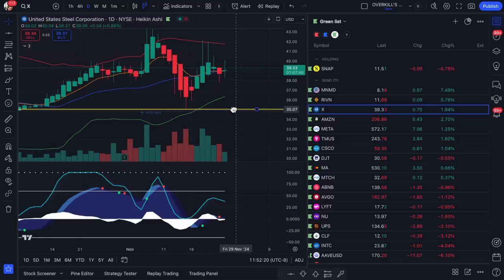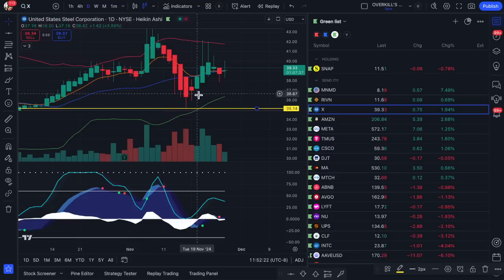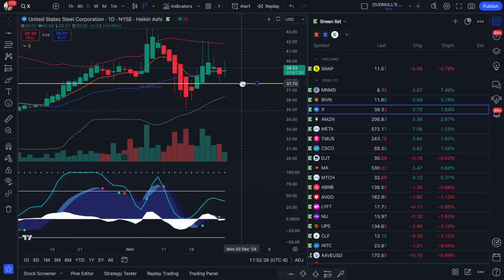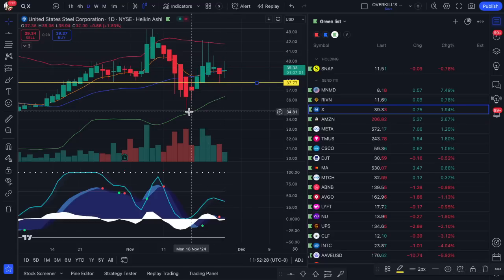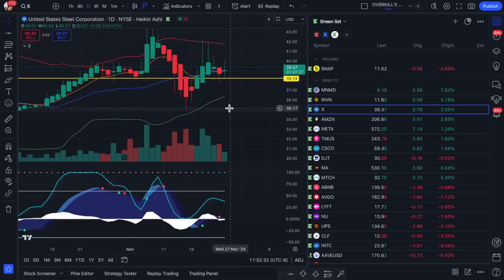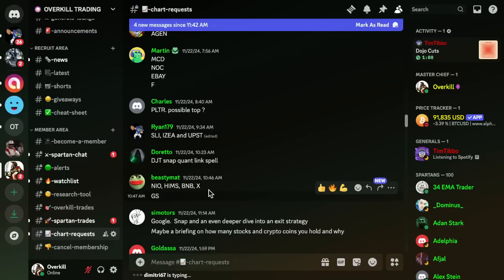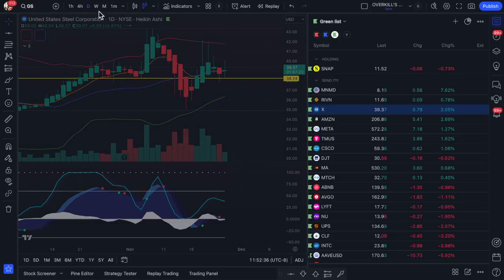But this one is actually setting up really, really nice. If you guys are familiar with a higher low pattern, that's when we sell off. Boom. We rip up, we pull back, we make a higher low, meaning we bounce at a higher spot than we did back here. That's actually bullish. So I moved my stop loss up on this one to about 38.20 on X. We got GS. This is Goldman Sachs. They a bank.